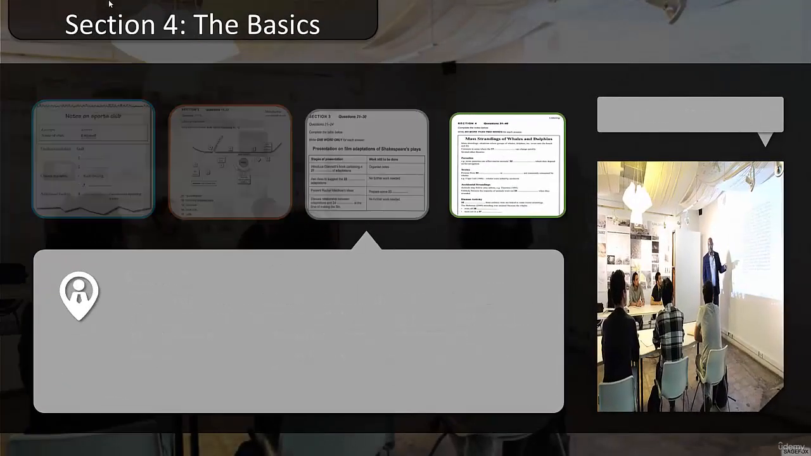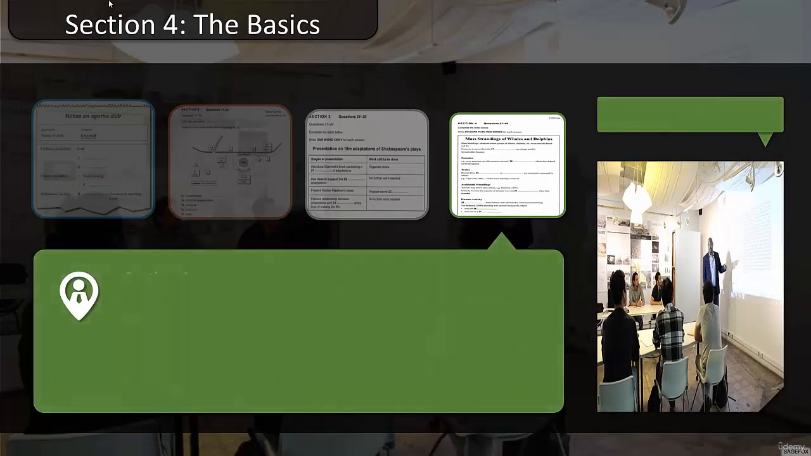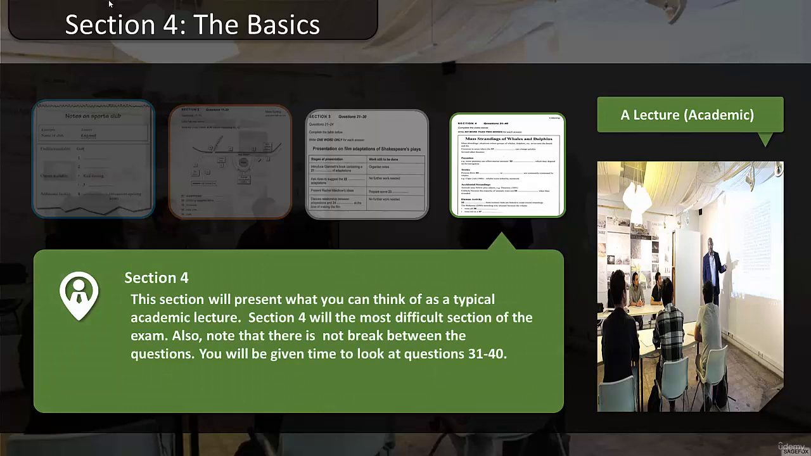All right, now with section number 4, these are the basics. This is where you get into much more of an academic lecture. This is the most difficult section of the exam in terms of listening. There's no break in between. In some of the other sections, you'll hear a break between the first 5 questions and the next 5 questions. Here, they're going to go all the way from question 31 to 40.